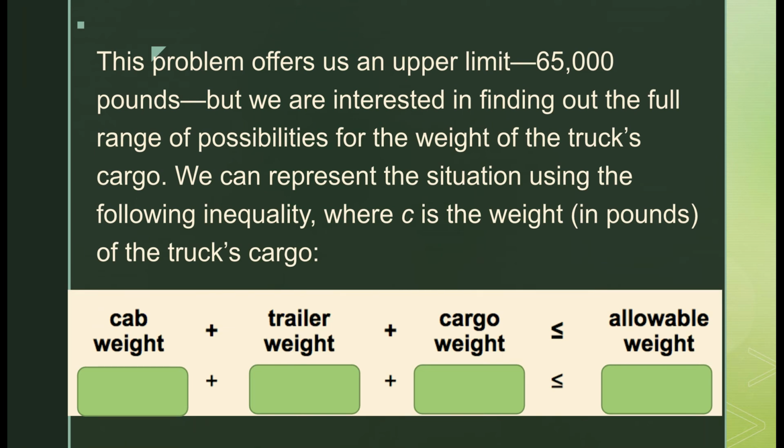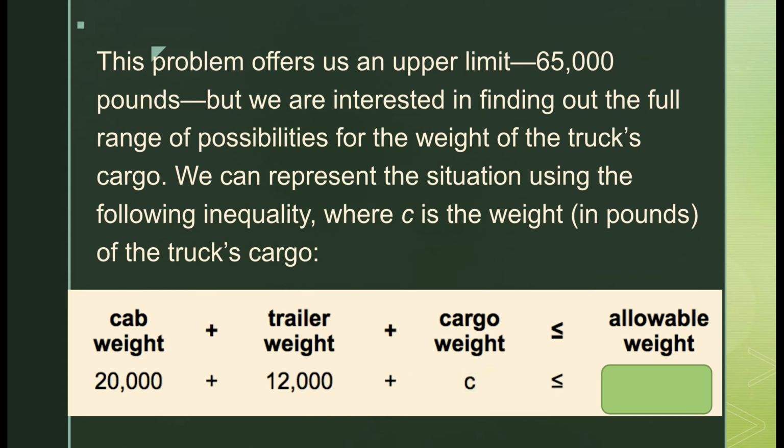So we take the weight of the cab, which we know is 20,000, and we're going to add that to the weight of the trailer, which is 12,000. And then we can add that to the cargo weight, which we don't know what that is. So we're going to allow C to be the weight of the truck's cargo. So when we add these three components together here, these three terms added together should not be more than 65,000. But it can be equal to it.